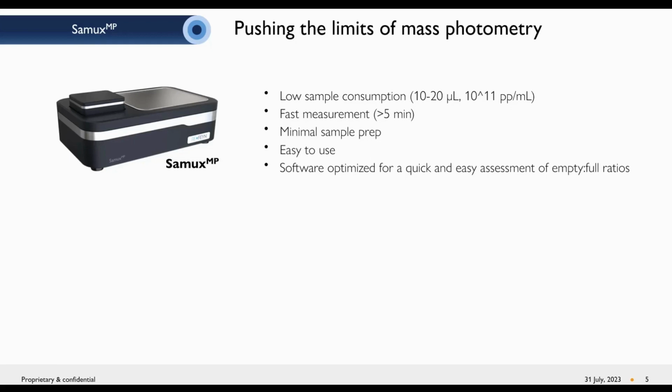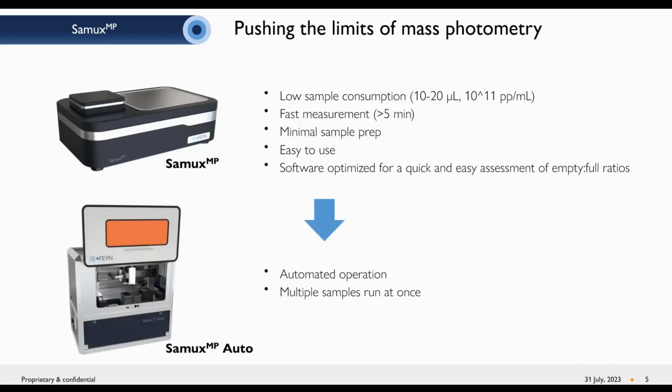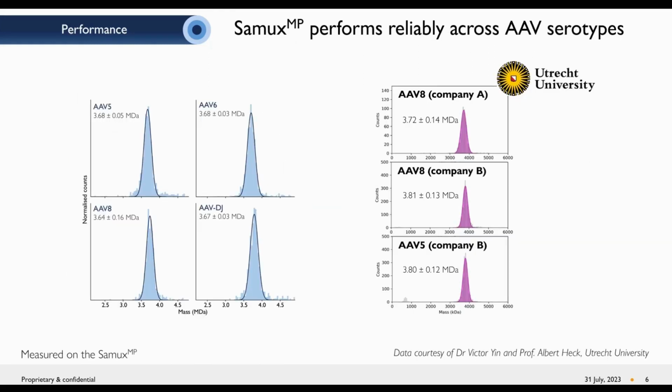So this shows you how almost anyone can use the instrument. If you're wanting to save some time, then you can use the SamuxMP Auto, which will do 24 measurements autonomously. The SamuxMP is not only easy to use, but also performs well with different AAV serotypes without any change in the sample preparation.